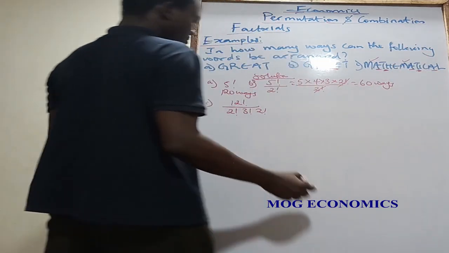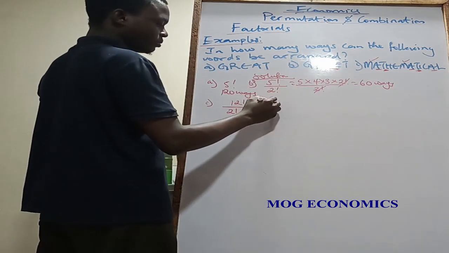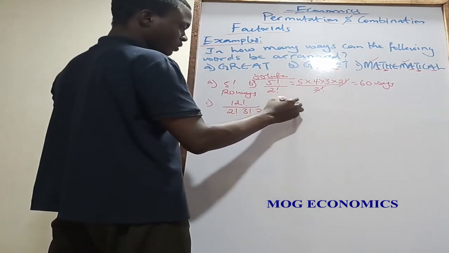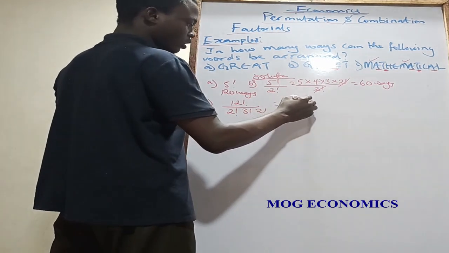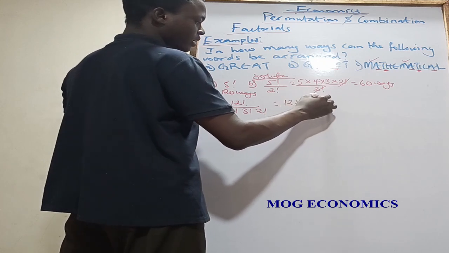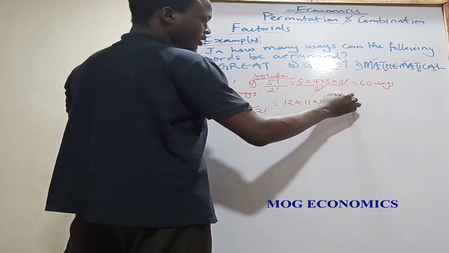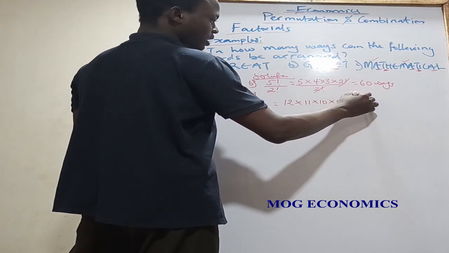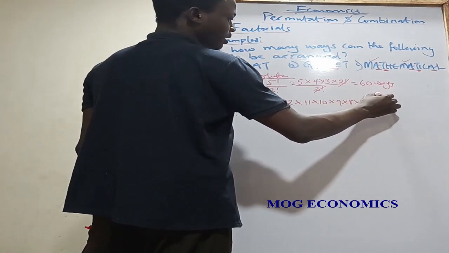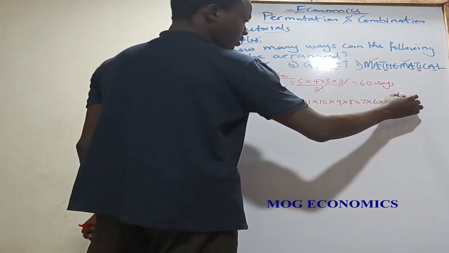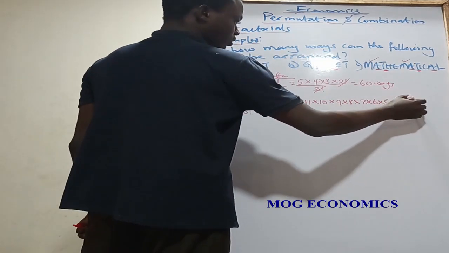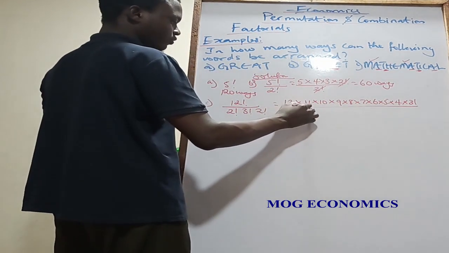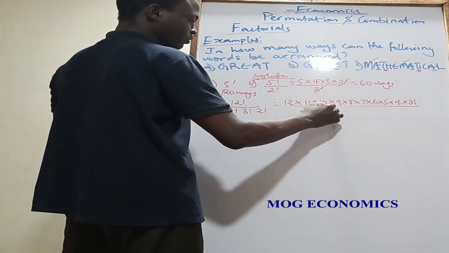I think that's all. So how do we solve this problem? 12 times 11 times 10 times 9 times 8 times 7 times 6 times 5 times 4 times 3 factorial. So I will just stop there, over 2 factorial, 3 factorial, and 2 factorial.